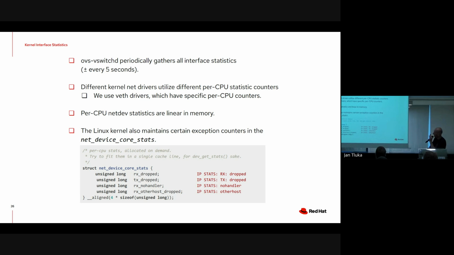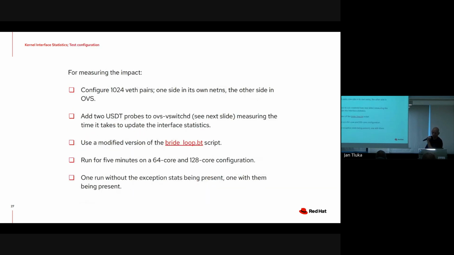For this, I used the veth driver in my scenario. I also noticed that there are some net device core statistics, exception statistics, that also use per CPU statistics. And those are mainly for some exception cases. I added them here, which are the ones that you see in the ip stats command. I just wanted to see the impact of using those as well.